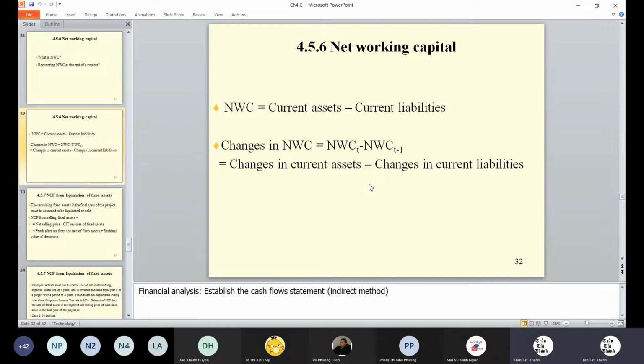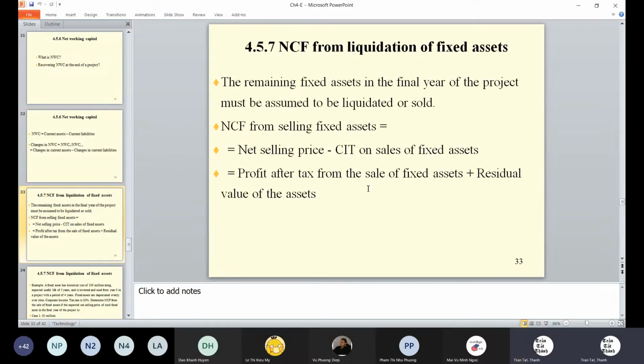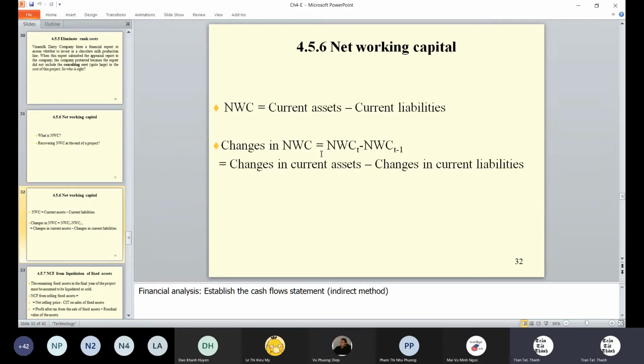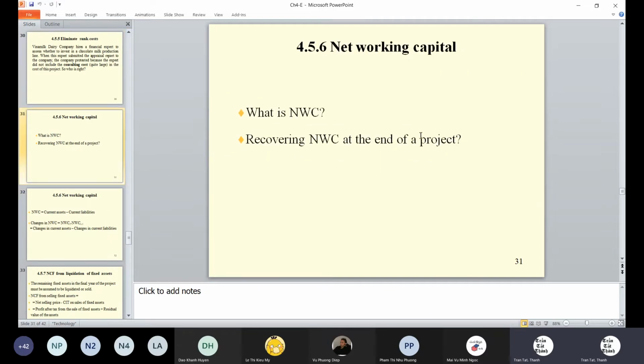Okay, and you got it already. So if there is an increase in the net working capital this year compared to last year, then you can consider it as a cash outflow. However, if there is a decrease in the net working capital this year compared to last year, a decrease, okay, then you can consider it the cash inflow. And how could you recover the net working capital at the end of the project?